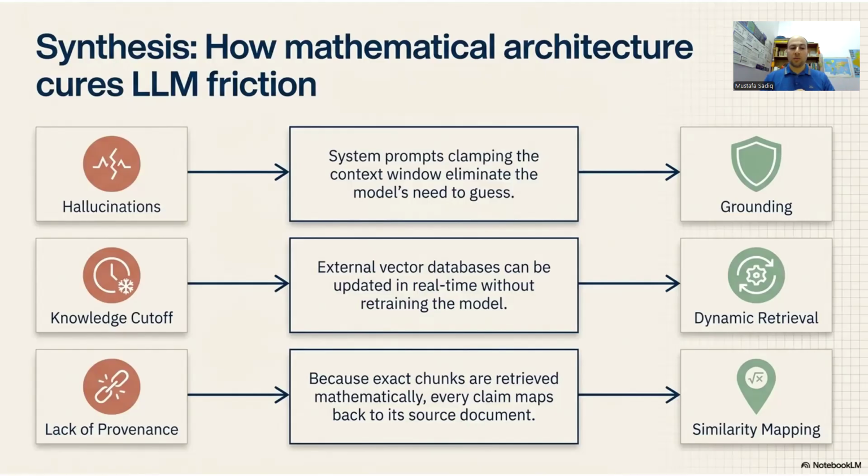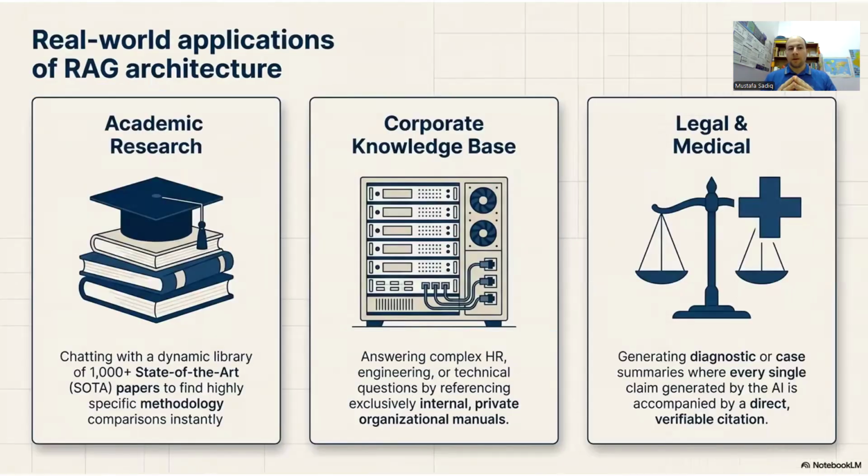And finally, the lack of provenance. That is the last of the three original problems that we had. Now, because the exact chunks are retrieved mathematically, every claim maps back to its source document. So here we can give the links or the sources or references to every claim that we give in our answer, which is based on the similarity mapping.